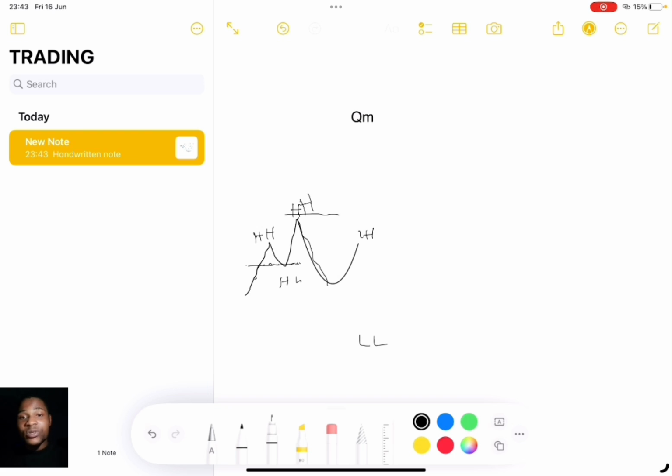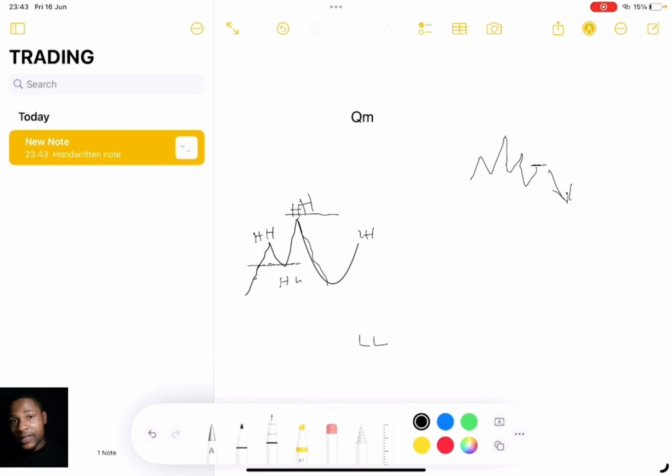So what is the QM pattern? QM pattern looks like a head and shoulder pattern. Remember, head and shoulder pattern is a high, high like this, then the neckline comes here, then as it breaks, it pulls back for a retest. This is where you sell from and expect price to drop. That is how head and shoulder pattern is.